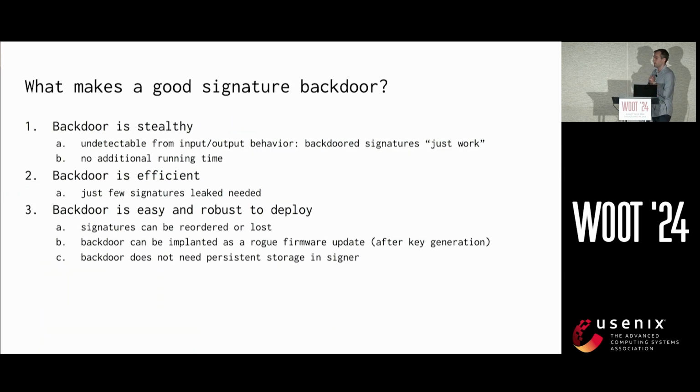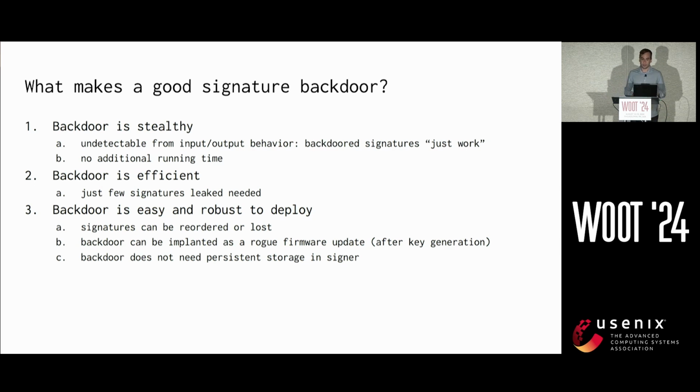So I want to spend some time here reasoning what would be a good backdoor, what would that look like, and which properties are we looking for? So what are the requirements if we were to design such an ECDSA backdoor? First, ideally we want the backdoor to be as stealthy as possible. This means that it's hard to distinguish this backdoor just from the input-output behavior.